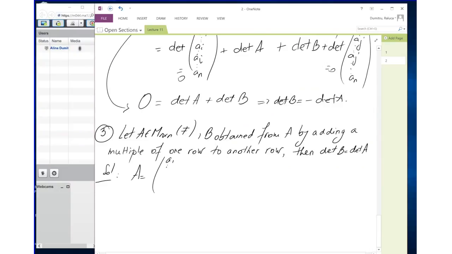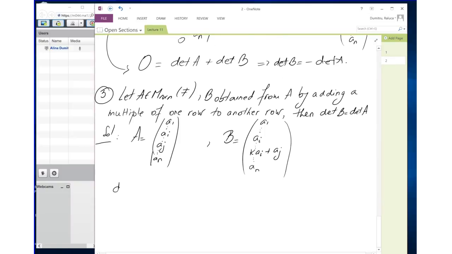A again, A one, A n, A i to A zero j. B is the new matrix. Zero I. I'm going to use again that property that the determinant is linear. We got everything fixed. I'm going to J, correct?